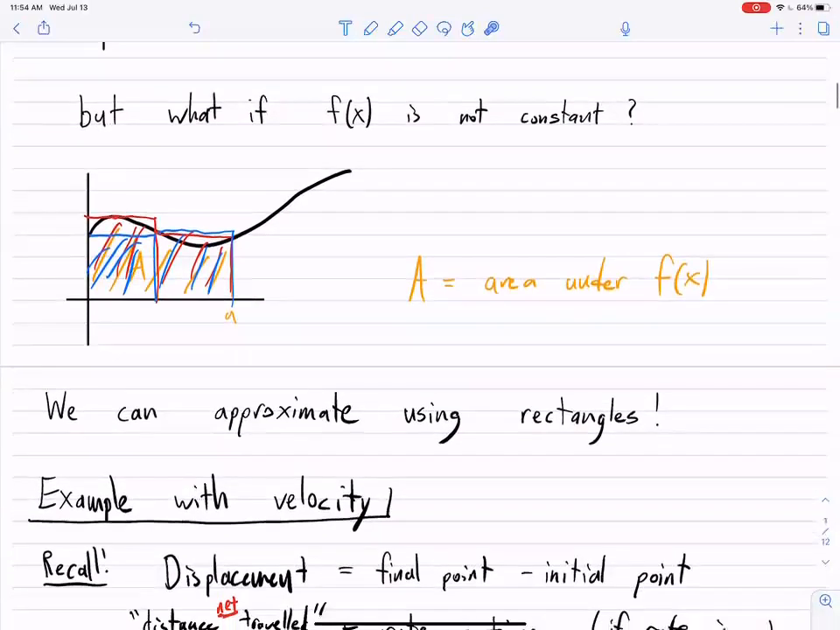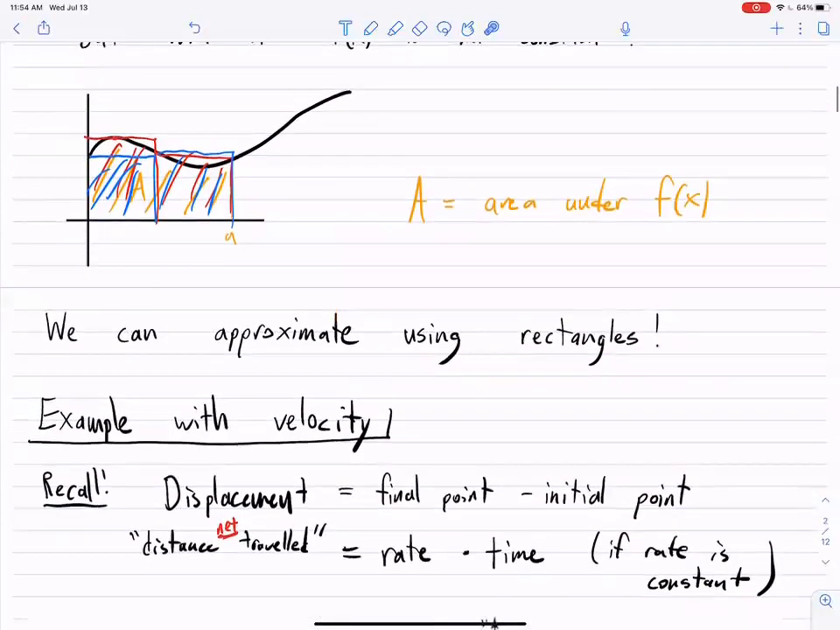Let's do an example with velocity. Remember from physics that displacement is the final point minus the initial point. It is the net distance traveled, so it doesn't take into account if you traveled forwards and backwards and forwards. It's just saying, where did you start, where did you end? It's not the total distance traveled, it's the net distance traveled.